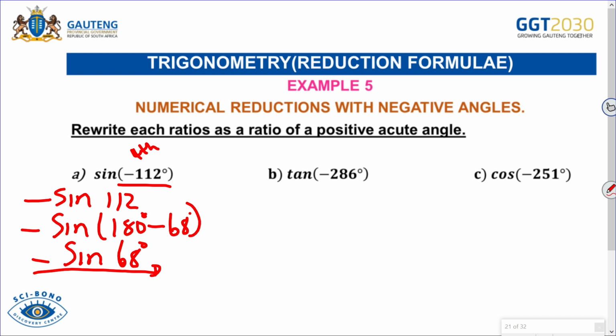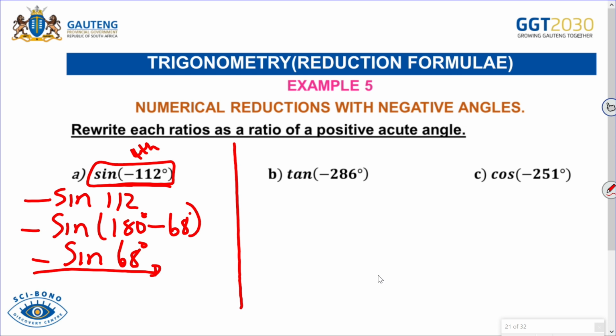Because 180 minus an angle is in the second quadrant, and in the second quadrant, sine is positive, right? So it's going to be negative sine of 68 degrees, the negative that it took from the negative angle, right? Okay, let's move to negative 286.